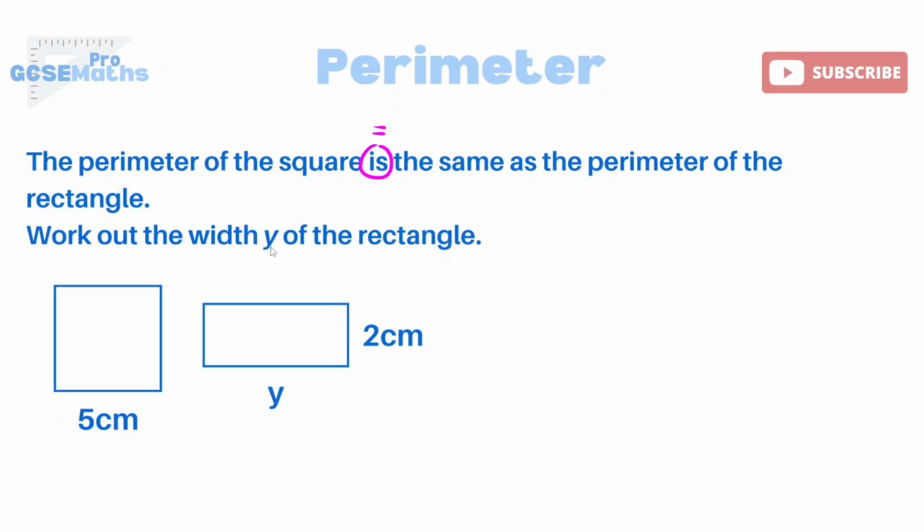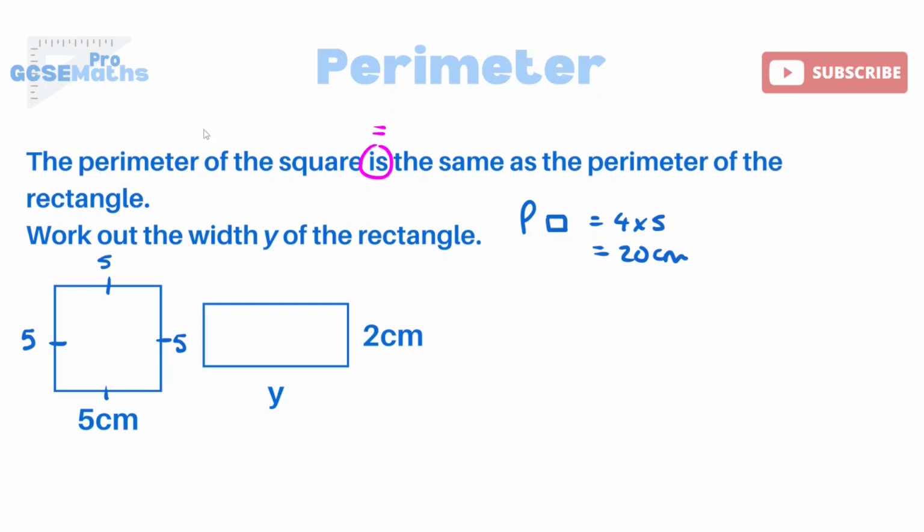So work out the width y of the rectangle. Okay, looking at the square. A square obviously has all of the same sides, doesn't it? That's just the definition of a square. All of the sides are the same. So I've got 5 here, 5 at the top and 5 on the right. So I could just go ahead and work out the perimeter of the square immediately. So the perimeter of the square is 5 plus 5 plus 5 plus 5, or 4 times 5, however you want to write it, 4 lots of 5, that gives me 20.